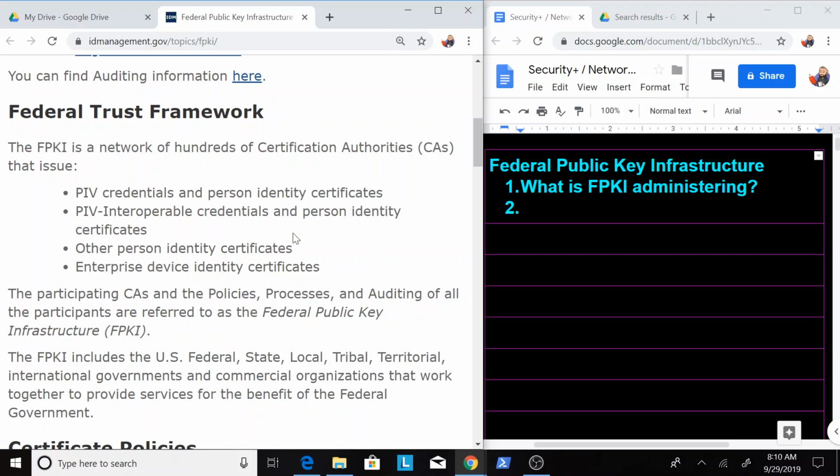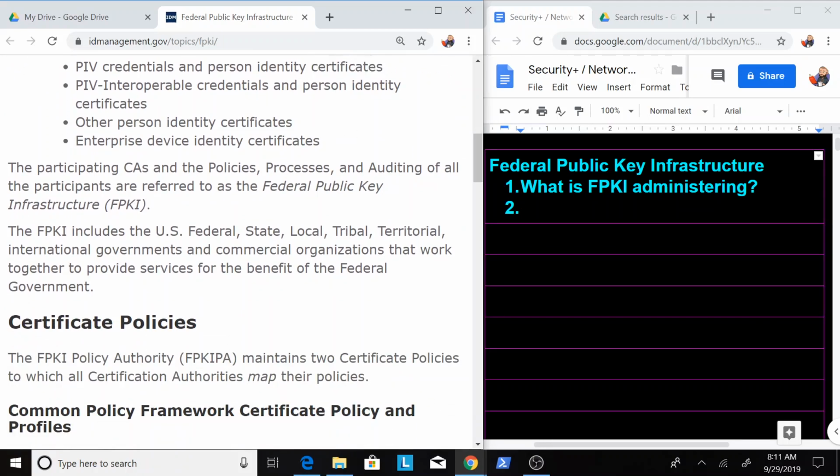FPKI is a network of hundreds of certificate authorities that issue PIV credentials and person identity certificates, PIV interoperable credentials and person identity certificates, other person identity certificates, and then enterprise device identity certificates. The participating CAs and the policies, processes, and auditing of all the participants are referred to as the Federal Public Key Infrastructure. So that's what makes up this infrastructure.